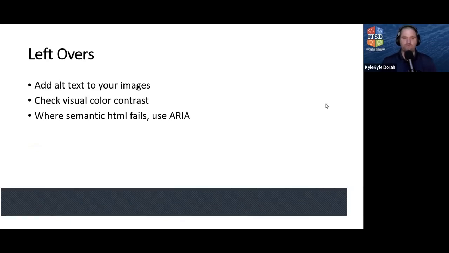As a brief visual note, you will want to check color contrast. It is a part of WCAG. Kind of out of the scope of this talk, but I did want to mention it. And where semantic HTML fails, you want to use ARIA.